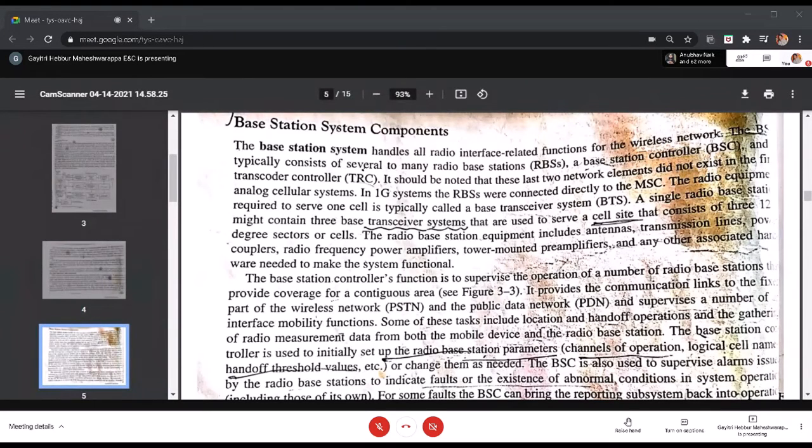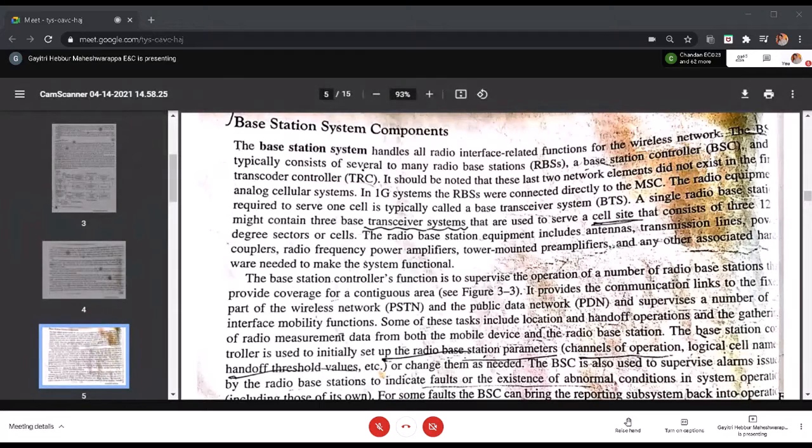Its function is to supervise the operation of the radio base stations under its control, and it also provides the connections to the land mobile networks and to the data network, and supervises a number of interface mobility functions. It is connected to the PSTN and PDN, and it also provides the coverage. The tasks include mobility functions, that means handoff operations within this coverage area.